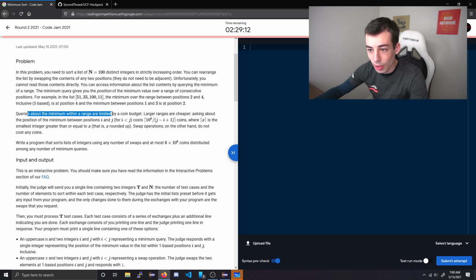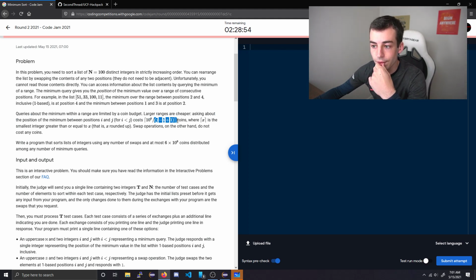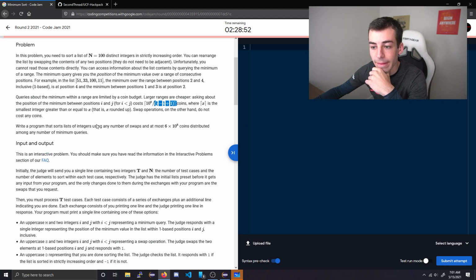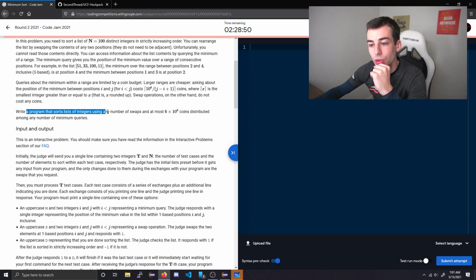Queries about the minimum of a range are limited by the coin budget. Larger ranges are cheaper. Asking about the position of the minimum between two positions i and j costs 10^8 divided by their distance coins. Swap operations are free. Write a program that sorts the integers.